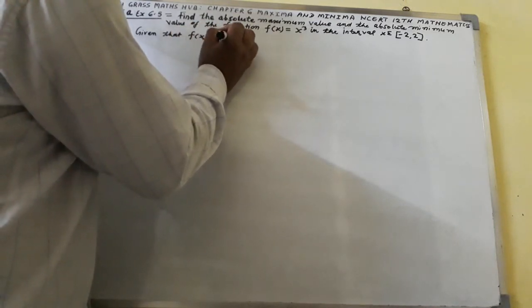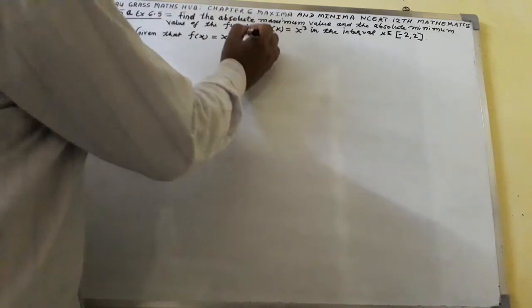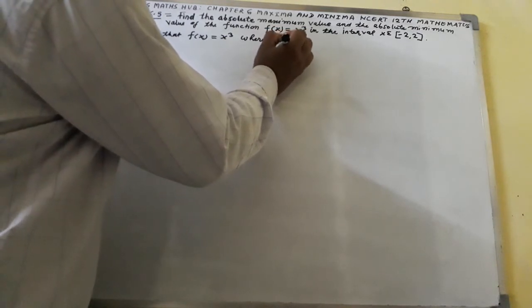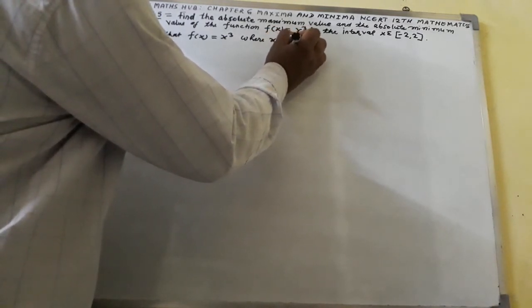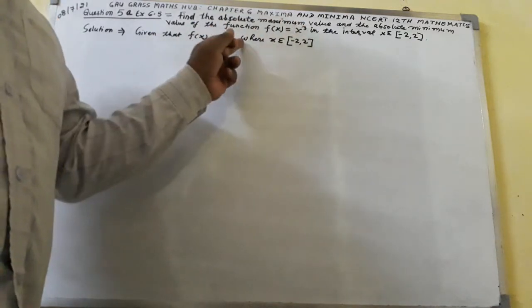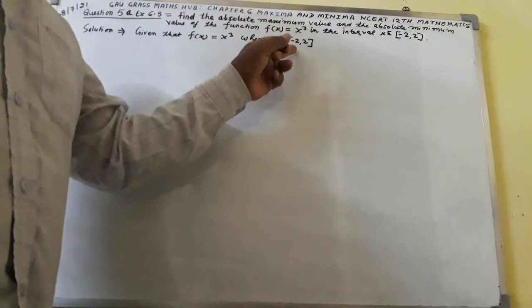Solution implies that here I shall write, given that function f of x equal to x cube, where x belongs to closed interval minus 2 comma 2 closed interval. Given that f of x equal to x cube when x belongs to closed interval minus 2 comma 2 closed interval.